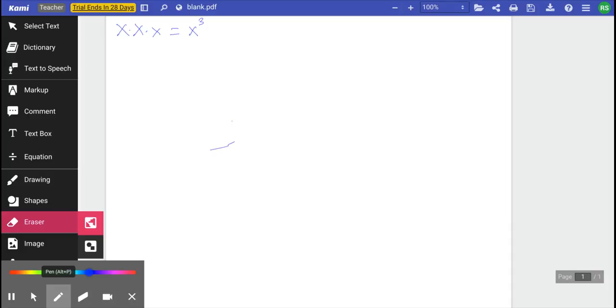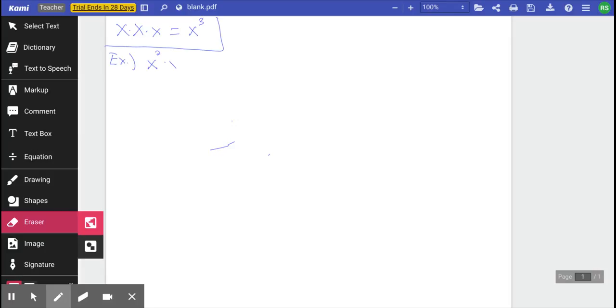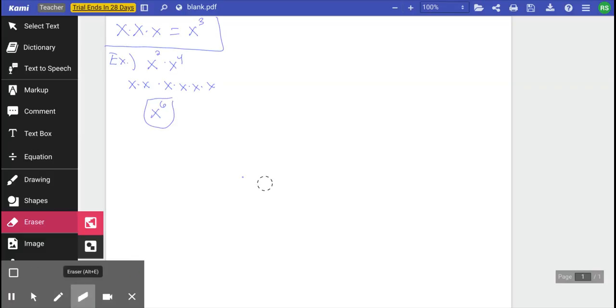So the first problem I'm going to go through with you is x squared times x to the fourth. Okay, so what does x squared really mean? Well, x squared means there are two x's being multiplied together. And x to the fourth means there are four x's being multiplied together. In total, the order of multiplication does not matter. How many x's are being multiplied together there? If you count them up, there are six x's being multiplied together, making x to the sixth the simplified expression for that problem.